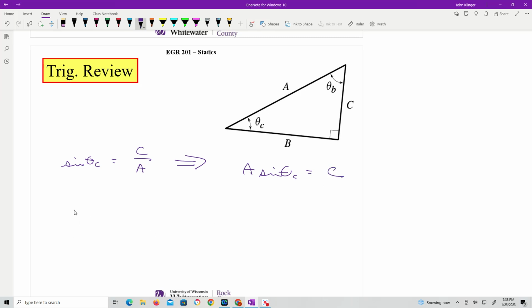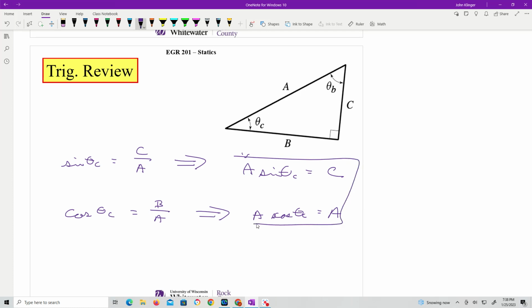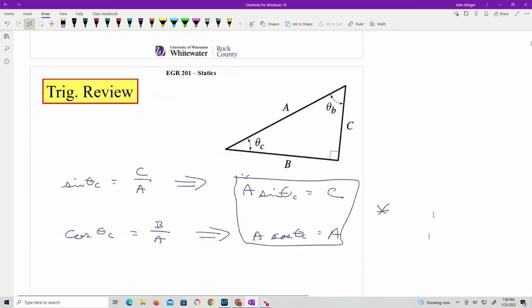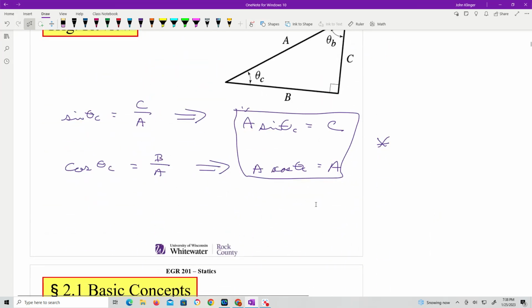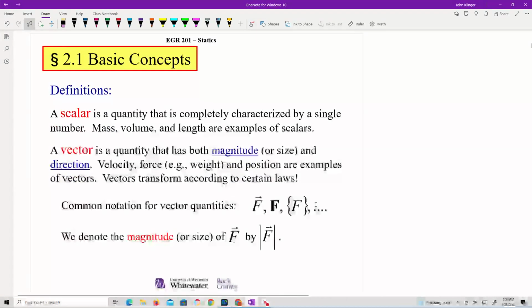And likewise, we can do cosine theta c is equal to the adjacent side over the hypotenuse, or we can rewrite it as cosine theta c equals a. These are the ones that you really need to know. We're going to use these a lot throughout the semester. In section 2.1, we're going to concentrate really on the law of sines and cosines, but then going forward, we will use this a lot, and you'll really need to use that.